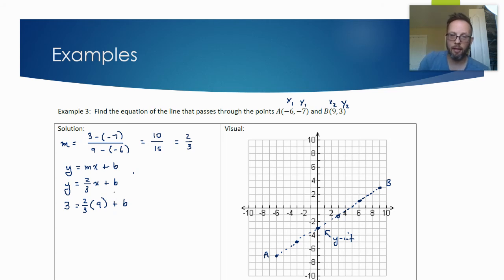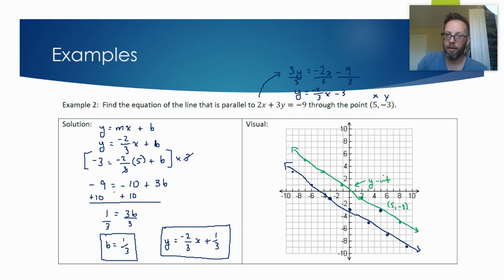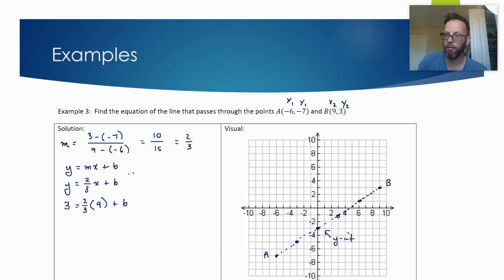Now, like in the last question, I had to clear some fractions to solve for b because -2 times 5 over 3 didn't give me a whole number. Do I need to clear the fractions in this case? No, I don't. 2/3 of 9 is exactly 6.